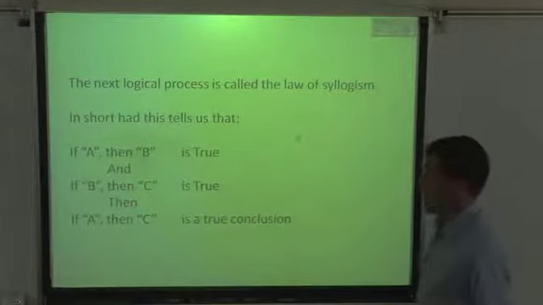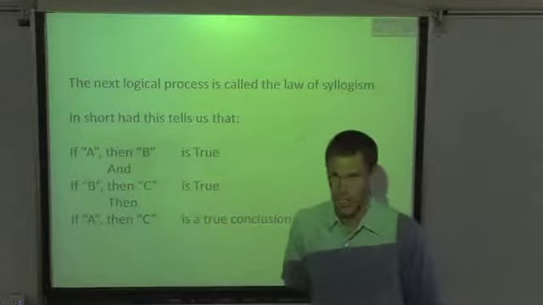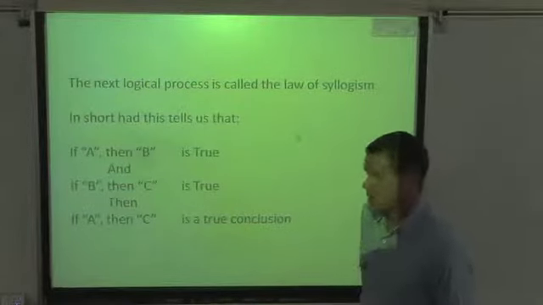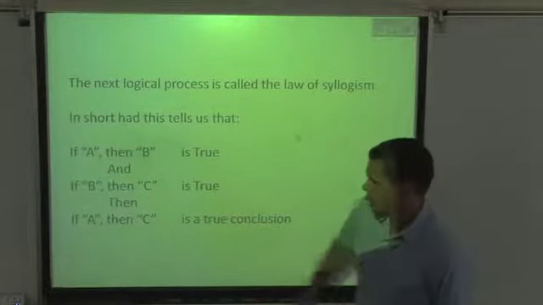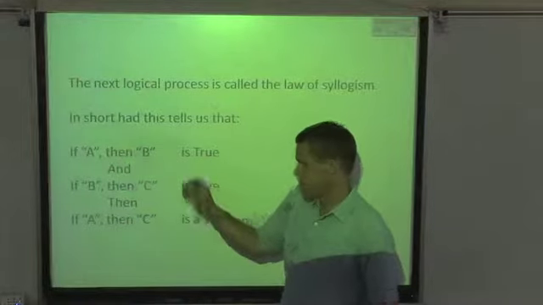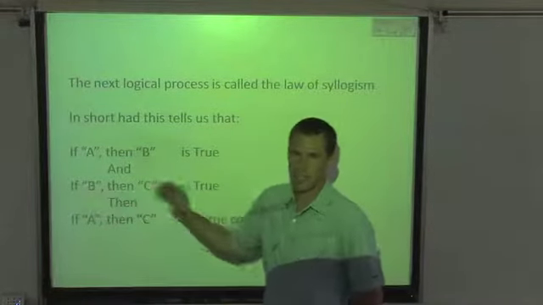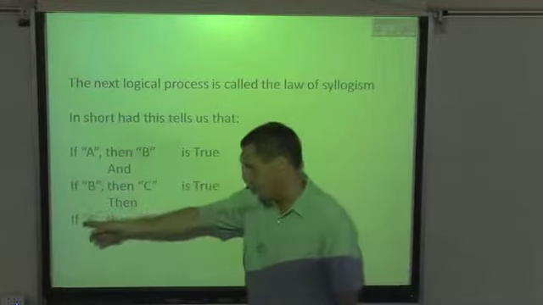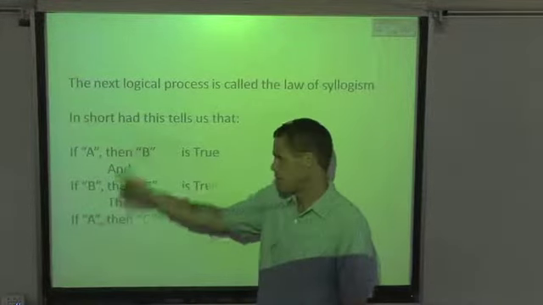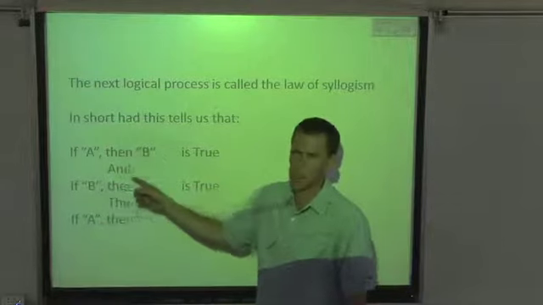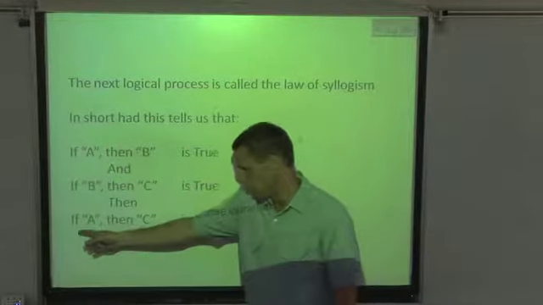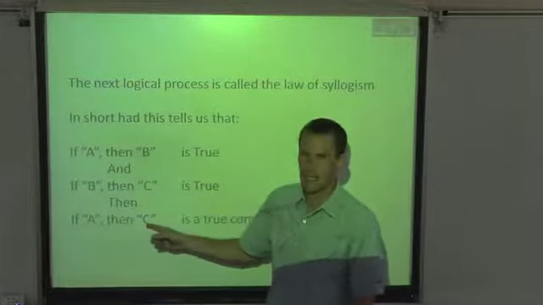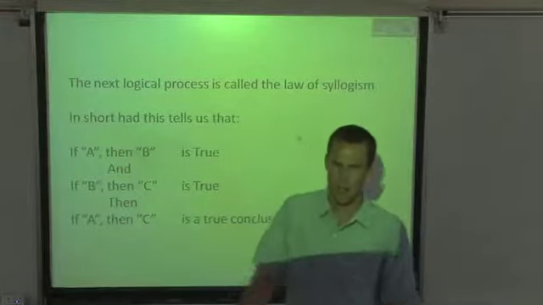The next logical process we're going to look at is called the law of syllogism. In shorthand, this is what it tells us. If A then B is a true statement, and if B then C is a true statement, we can make a logical progression that if A happens, then B happens, and if B happens, then C happens. So if A, then we get C. It's jumping over the middleman.